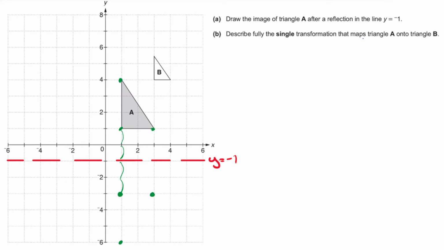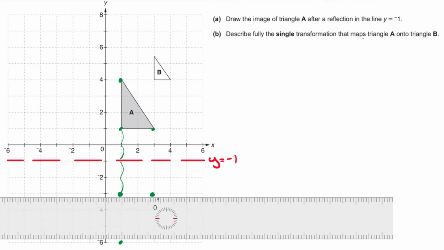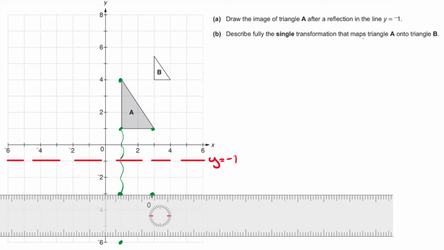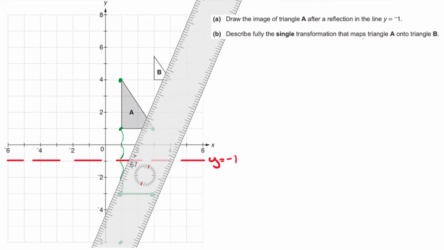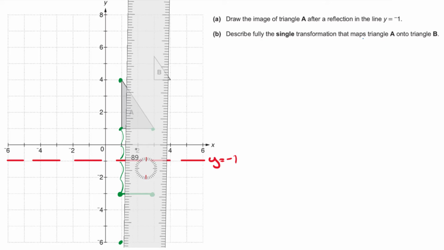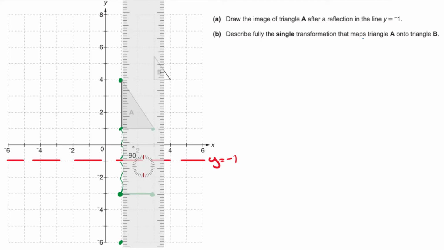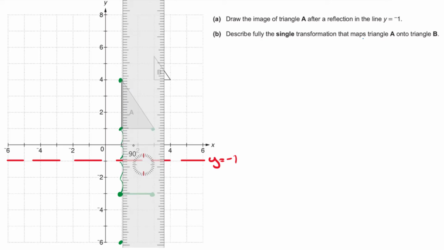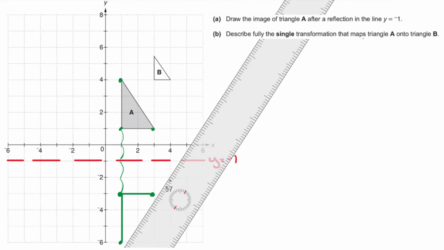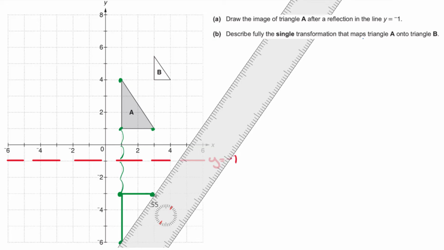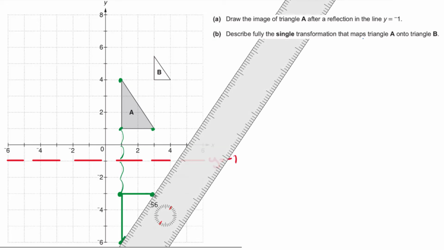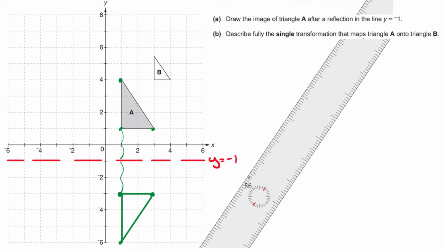Okay, and once you've got your corners, you can then join them up with a ruler. I don't recommend reflecting the lines. Always reflect the coordinates, the corners. It's much easier.